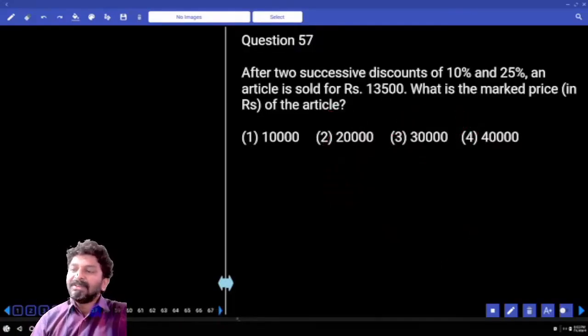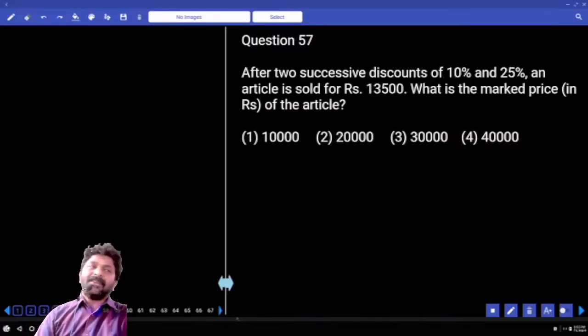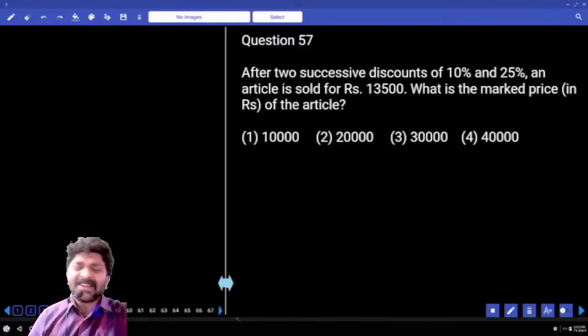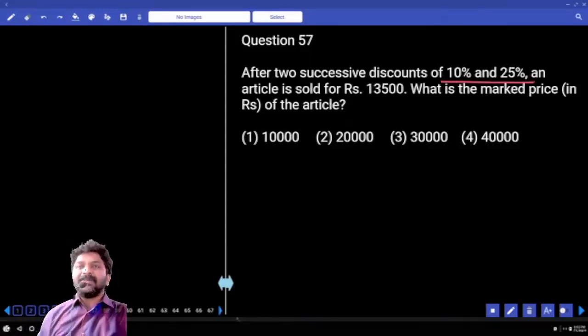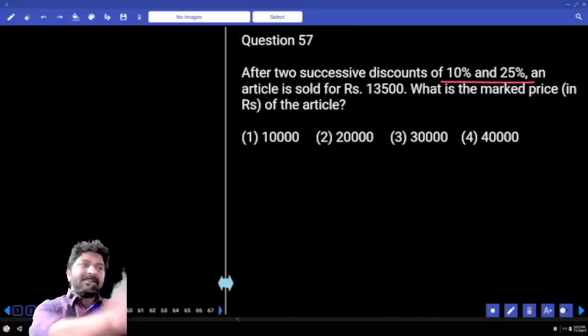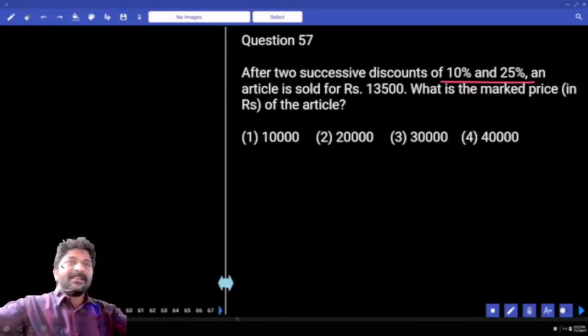After 2 successive discounts of 10% and 25%, an article is sold for 13,500. What is the market price of the article? See, we can start with 100% and then calculate. That is one way, but I don't recommend that. If 2 successive discounts are there, 10% and then 25%, I am not expecting the exact answer from you. I am very clear, I am not expecting the exact answer.